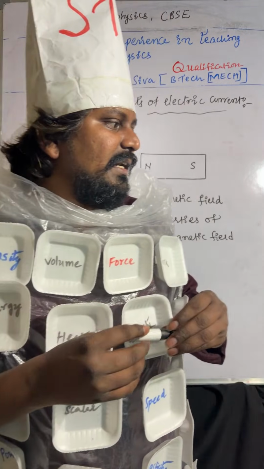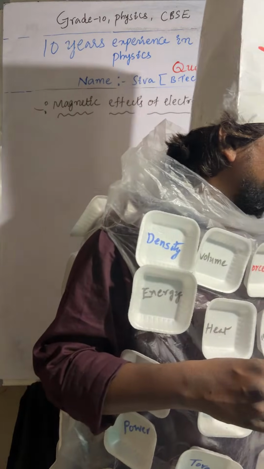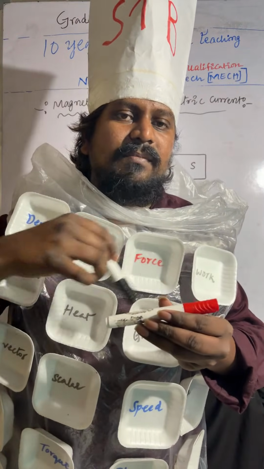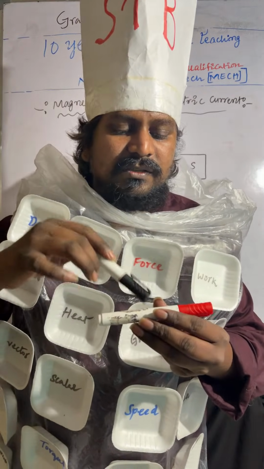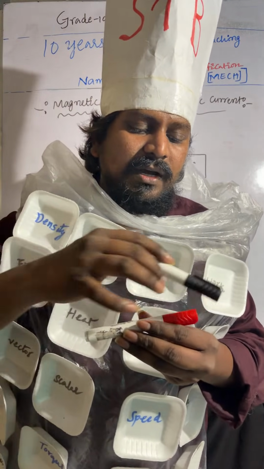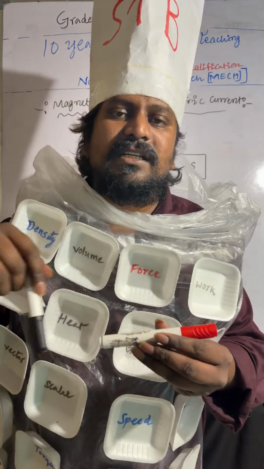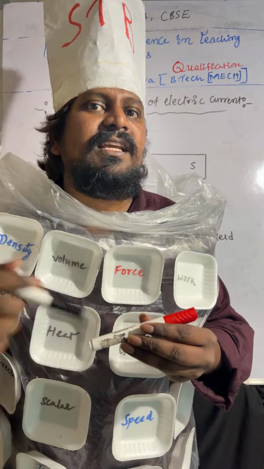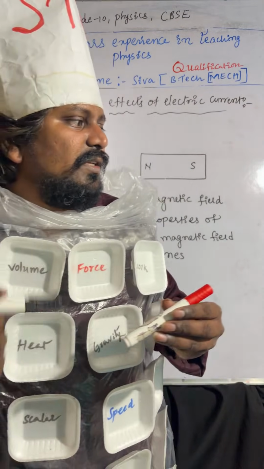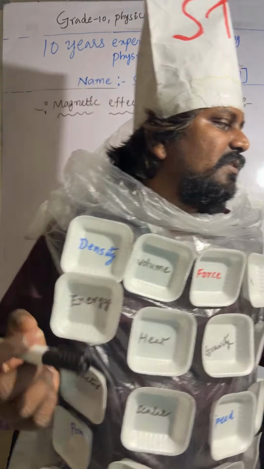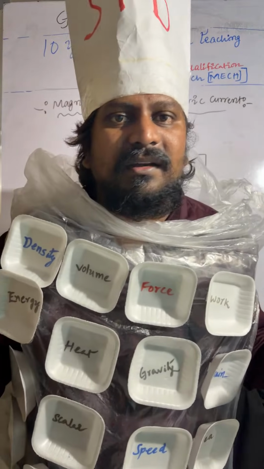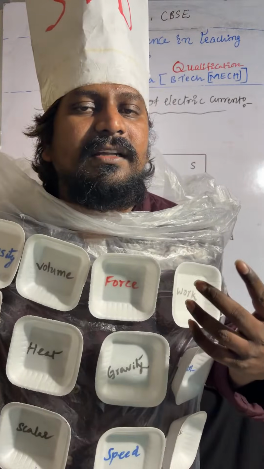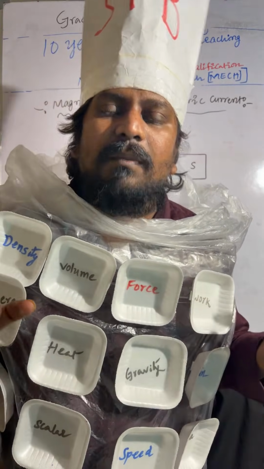Until a certain region only, the magnet will attract magnetic materials. If I take a magnet, only up to a certain distance will the magnet influence other magnetic materials. Understood or not? Until a certain distance only, the magnet will attract magnetic materials. That is called the magnetic field.